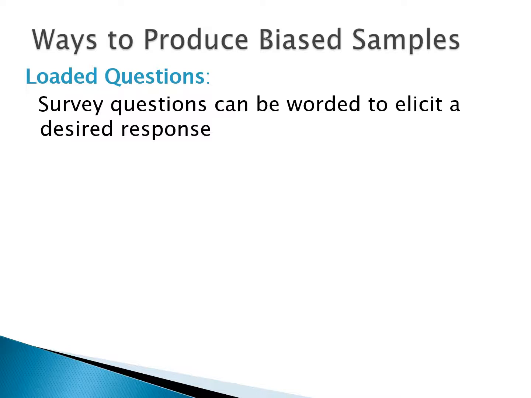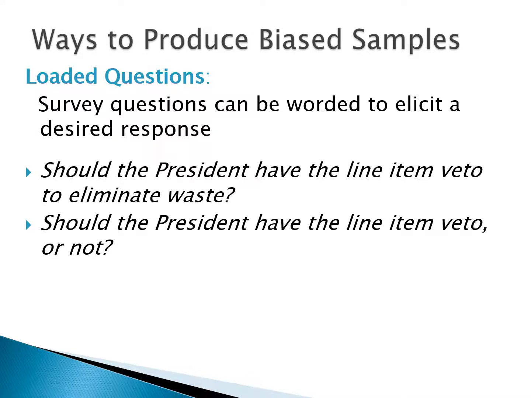This is another common one. They're called loaded questions, and it's when the wording of a survey question is designed to kind of steer you towards a specific result. And these can be somewhat subtle. Here's two examples. Should the president have the line item veto to eliminate waste? Should the president have the line item veto or not? The bottom one here is an unbiased question. You're going to answer yes or no whether you think the president should have the line item veto. The top one is asking about eliminating waste. Everyone wants to eliminate waste. Yes. The top one's going to have a lot more people responding yes than the bottom one.